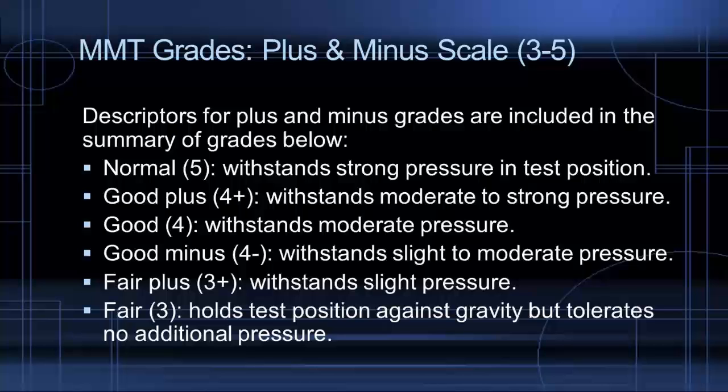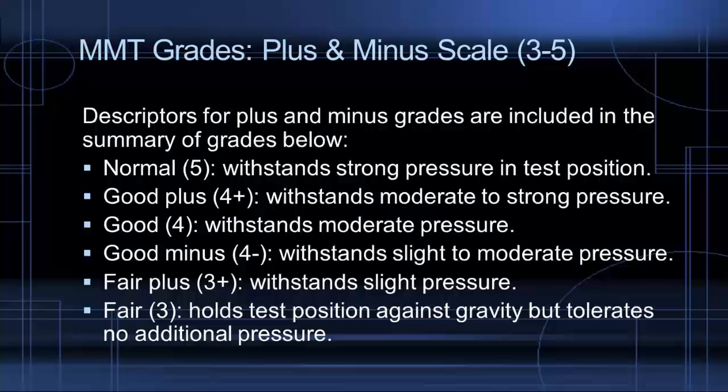So just to go through these quickly, normal, which is 5 out of 5, withstands strong pressure in the test position against gravity. Good plus is a 4 plus, withstands moderate to strong pressure. So probably if I put a 4 plus, it means, boy, they almost don't break when you press on them, but maybe just a smidge. Good is a 4, it withstands moderate pressure, but it breaks a little bit. 4 minus, between 3 plus and 4, so you can decide what you like with 4.